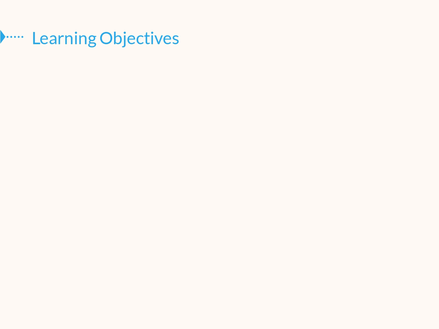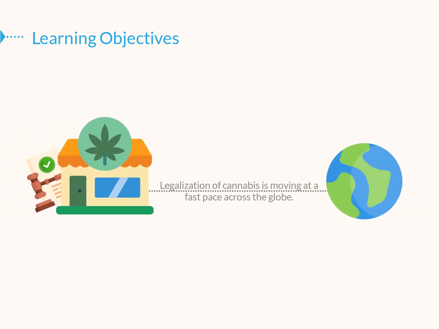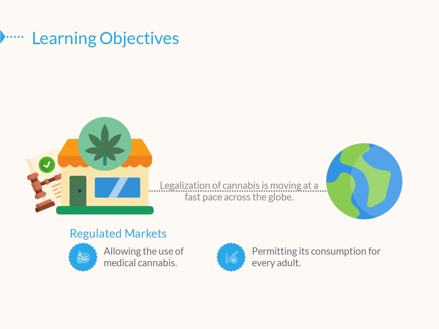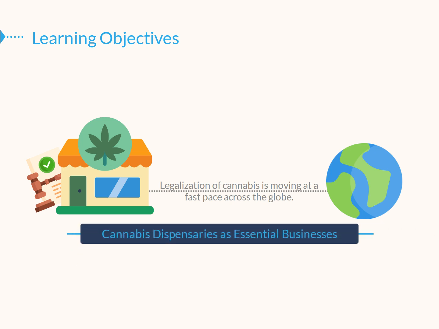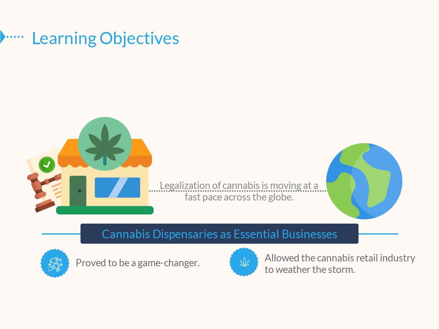Learning objectives. The legalization of cannabis is moving at a fast pace across the globe, with regulated markets allowing the use of medical cannabis and permitting its consumption for every adult. The designation of cannabis dispensaries as essential businesses by many regulated markets proved to be a game changer and allowed the cannabis retail industry to weather the storm.